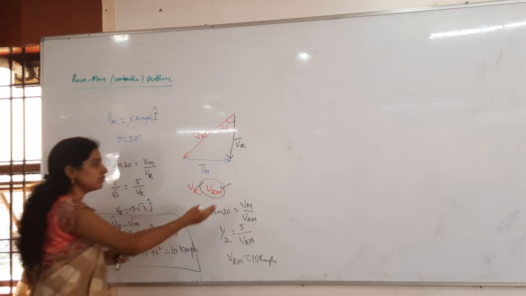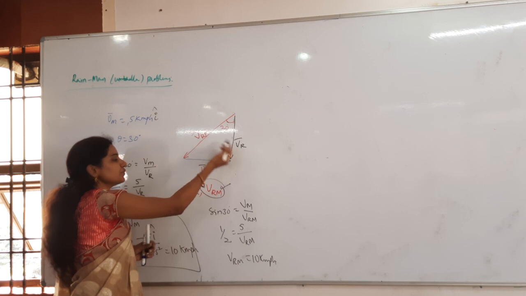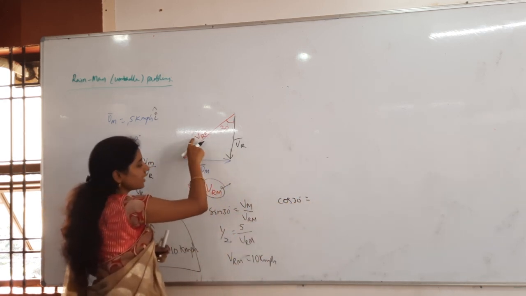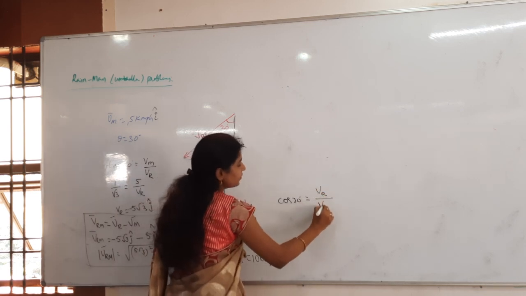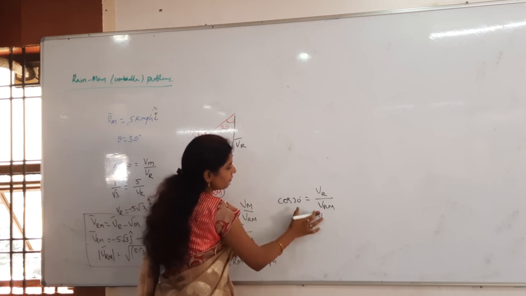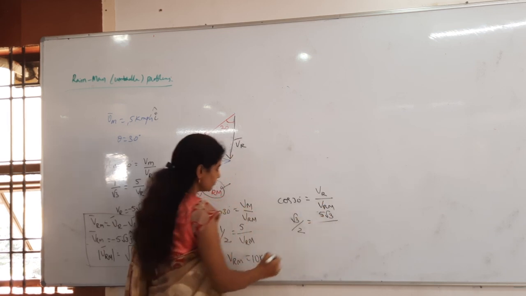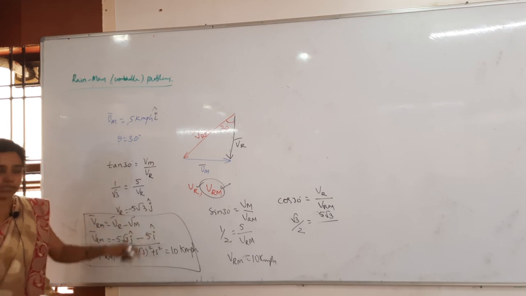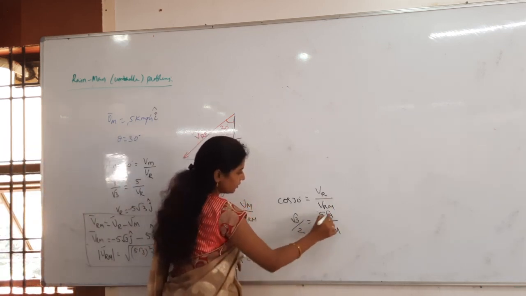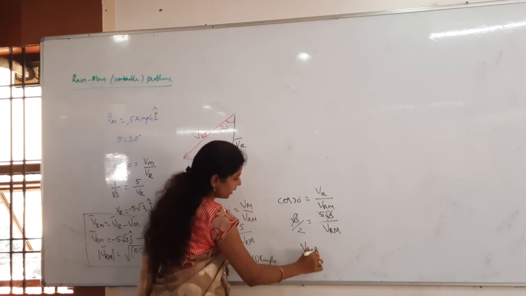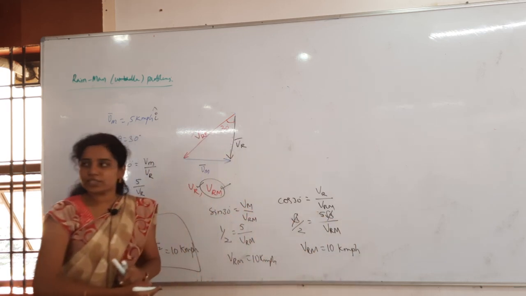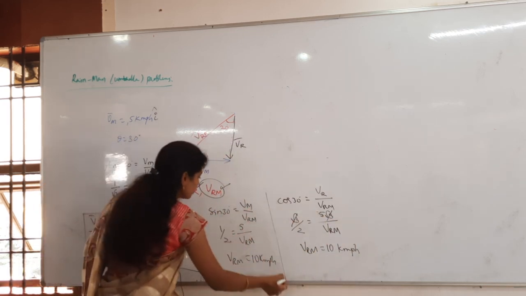Sin 30 is equal to opposite by hypotenuse. Otherwise, if you do cos 30 also, what will you get? Cos 30 is adjacent by hypotenuse, Vr by Vrm. Cos 30, what is the value? Root 3 by 2 is equal to, Vr is how much? 5 root 3, no? Vrm is equal to how much? 5 root 3 divided by Vrm, which you have to find out. Then root 3 gets cancelled, and Vrm is equal to 10 kilometers per hour. Anything is correct only. These are the two methods you can follow.